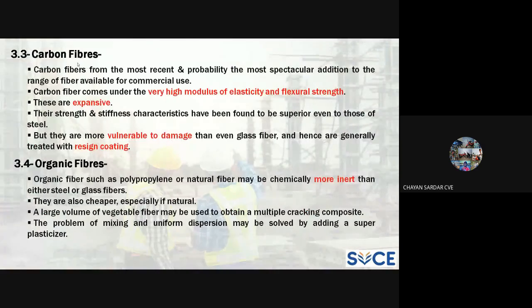The carbon fibers are most commonly used recently, with very high modulus of elasticity and flexural strength. They are vulnerable to damage, even more prone to damage compared to glass fibers. Hence, they are treated with resin coating. Then coming to organic fibers. Organic fibers are chemically more inert than steel or glass. They are also cheaper and especially natural.